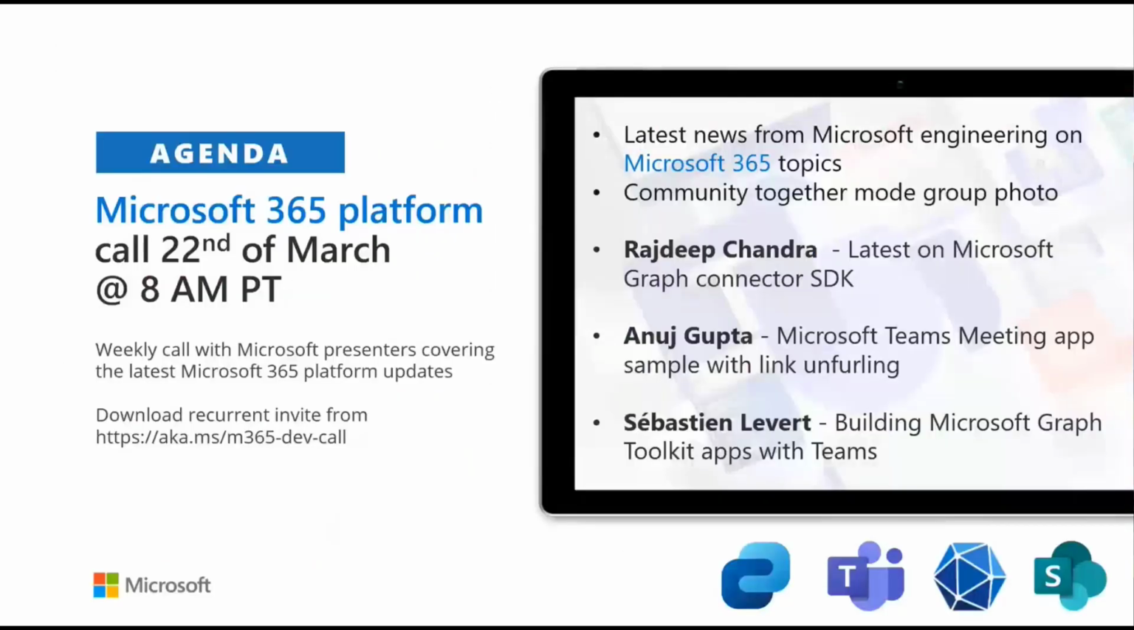On Tuesday, March 22nd, is our Microsoft 365 platform call. Now, this is a fantastic call because all of the presenters on this call are directly from Microsoft. You are getting it straight from the mothership, if you will. So next Tuesday, we have Rajeep on latest on Microsoft Graph Connector SDK, Anuj on Microsoft Teams meeting app sample with link unfurling, and then Seb will continue his amazing string of Microsoft Graph Toolkit apps with Teams.